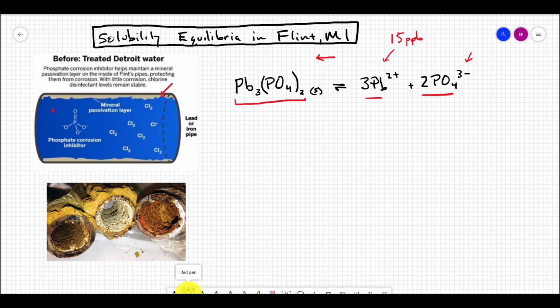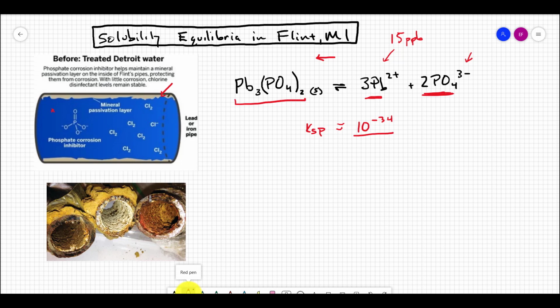What's cool is that this solubility product, I can't remember exactly what it is, but it's on the order of like 10 to the minus 34. So it means that together the lead concentration multiplied by the phosphate concentration is abysmally small, right?